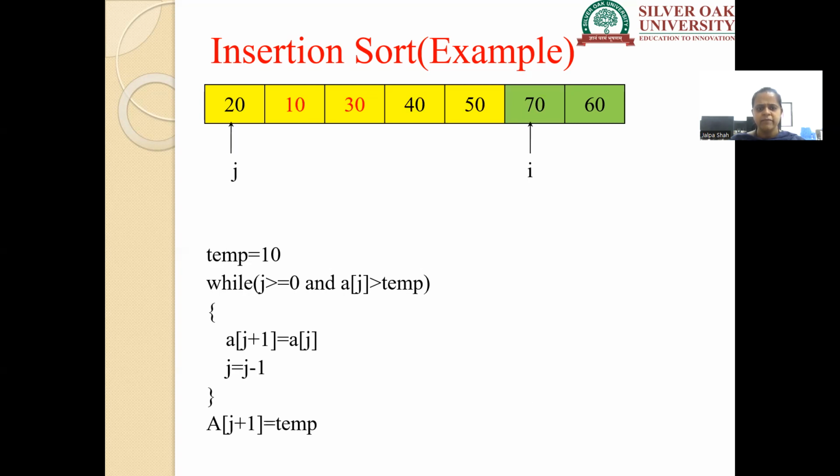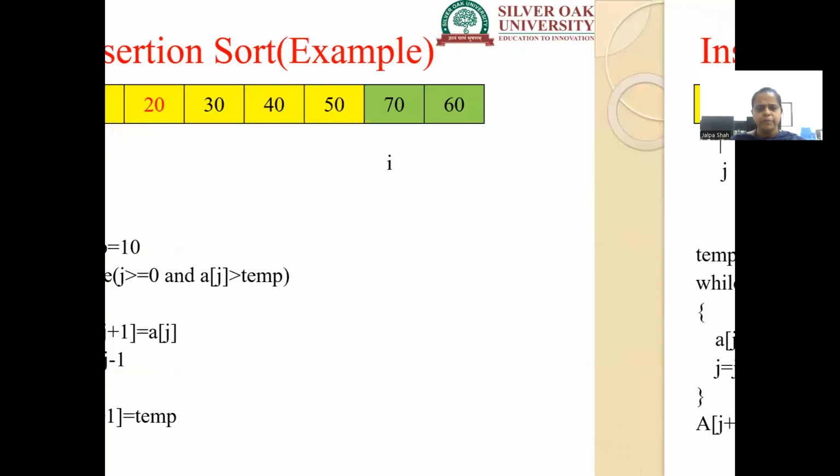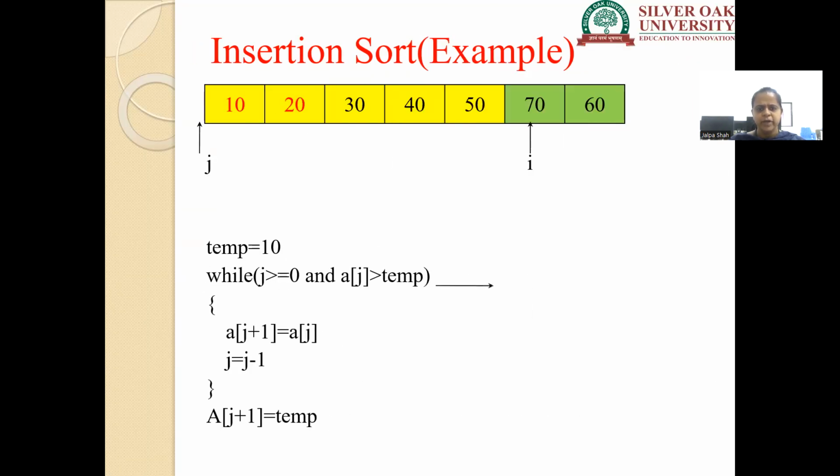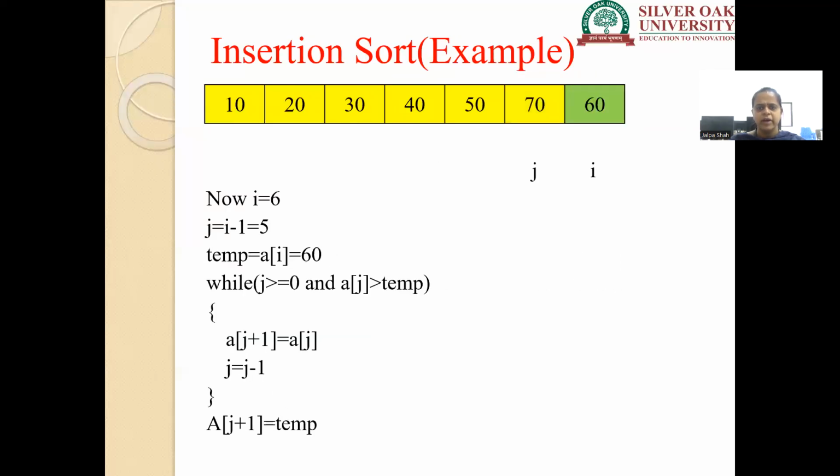Now your j will become 0. So 0 is greater than or equal to 0 and a of j is 20 and temporary equals 10. So 20 is greater than 10, the condition becomes true. So now a of 1 equals 20, j will become -1 and a of 0 equals 10. So now you can see here that while -1 is greater than or equal to 0, the condition will become false. So it will stop decrementing and you will get your array sorted, that is for the 6 elements.